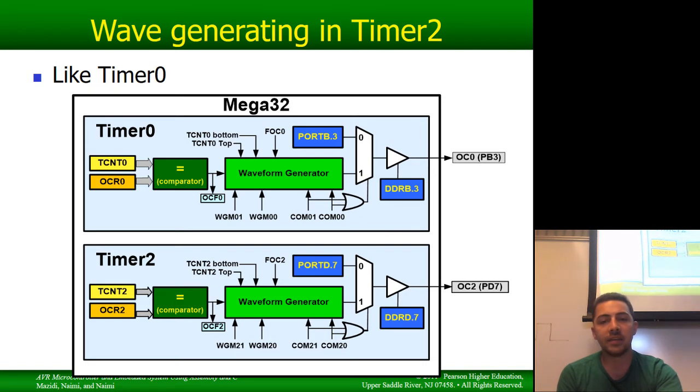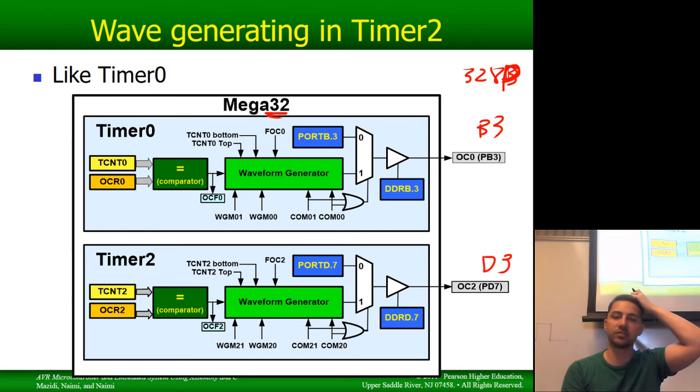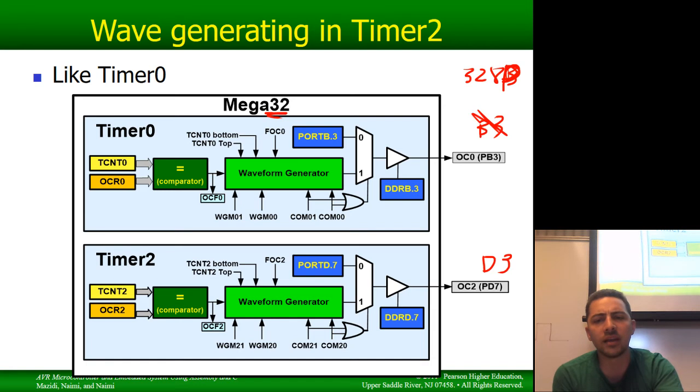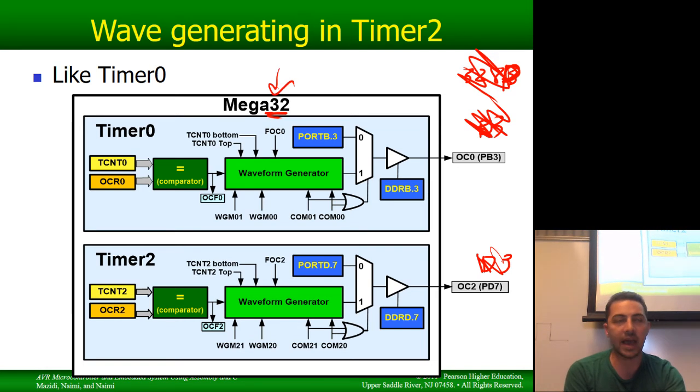Okay, this is the Mega 32 version. In the 328P version, it's B3 and D3. Slight difference. Okay. Oh, okay. I take that back. I'm mislabeling this. So this is only showing one of the comparison channels, because the 32 only has one comparison channel on timer 0 and timer 2.